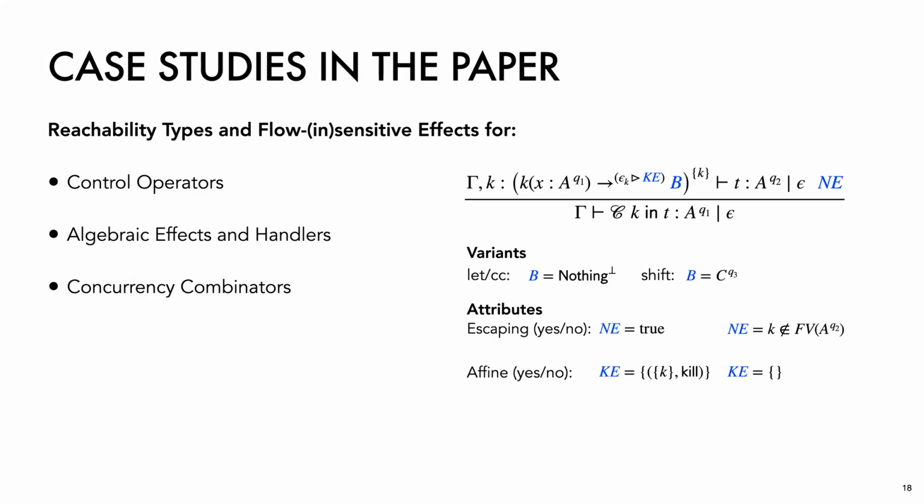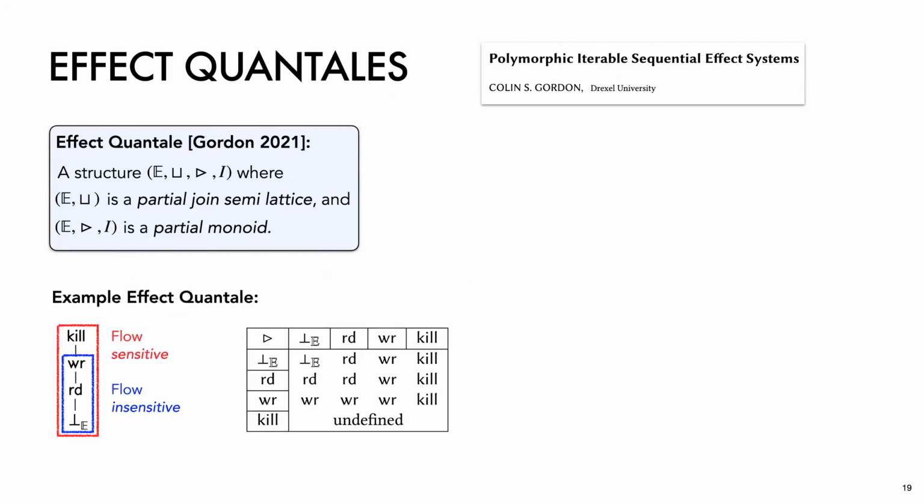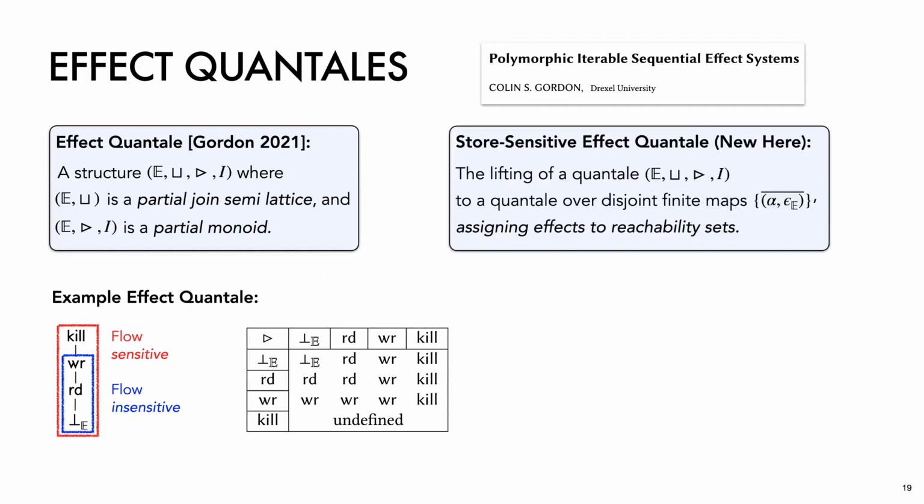Furthermore, we have interesting case studies, and I encourage you to look into the paper, such as control operators and a whole spectrum of different ones using the features I showed you, algebraic effects and handlers, of course, and concurrency combinators. And finally, the formal foundation for our effect system is the effect quantale framework by Colin Gordon, which can be instantiated, for example, to this kind of structure where we have read, write, and kill effects and sequential composition and join operator. And we are enriching this theory with our own store-sensitive effect quantales, which are essentially lifting an existing effect quantale to reachability sets.